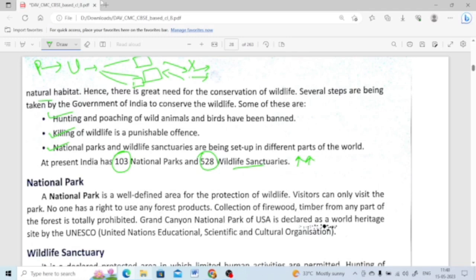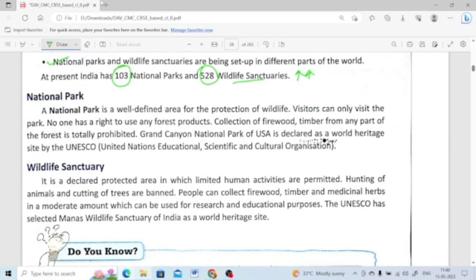Moving on to the difference between national park and wildlife sanctuary, the most important question which comes from this chapter. A national park is a well defined area for the protection of wildlife. Visitors can only visit the park. No one has the right to use any forest products. Collection of firewood and timber from any part of the forest is totally prohibited. Like Grand Canyon National Park of USA is a World Heritage Site by the UNESCO. UNESCO, United Nations Educational, Scientific and Cultural Organization.